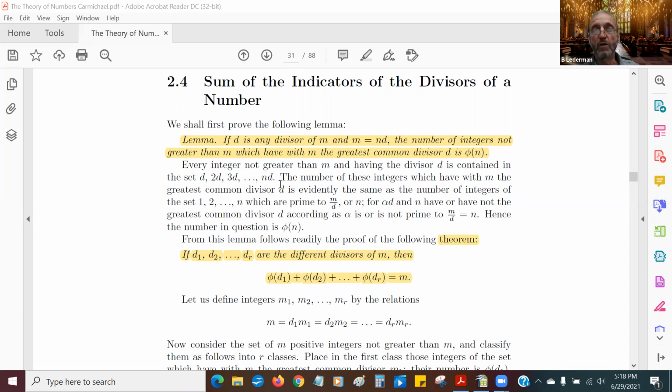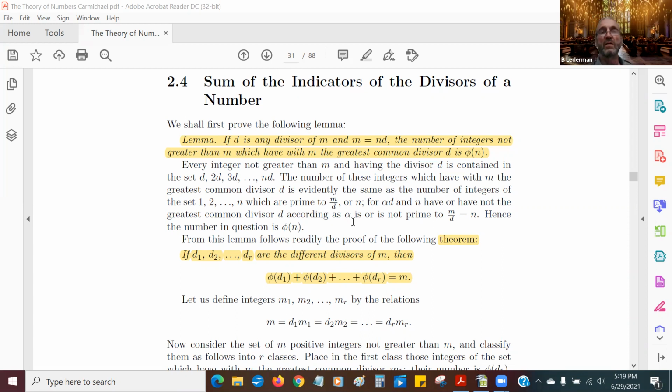So it's the numbers 1 through N which are prime to N, and N is the same thing as M over D, because that's how it was defined. So if you have alpha D, a multiple of D, and N, for any particular alpha D and N, they have or have not the greatest common divisor D according as alpha is or is not prime to M over D, which is N. That actually made sense. So hence the number in question is phi of N. That's basically what we're saying here. All the numbers that are relatively prime to N, that's how many we got over here.